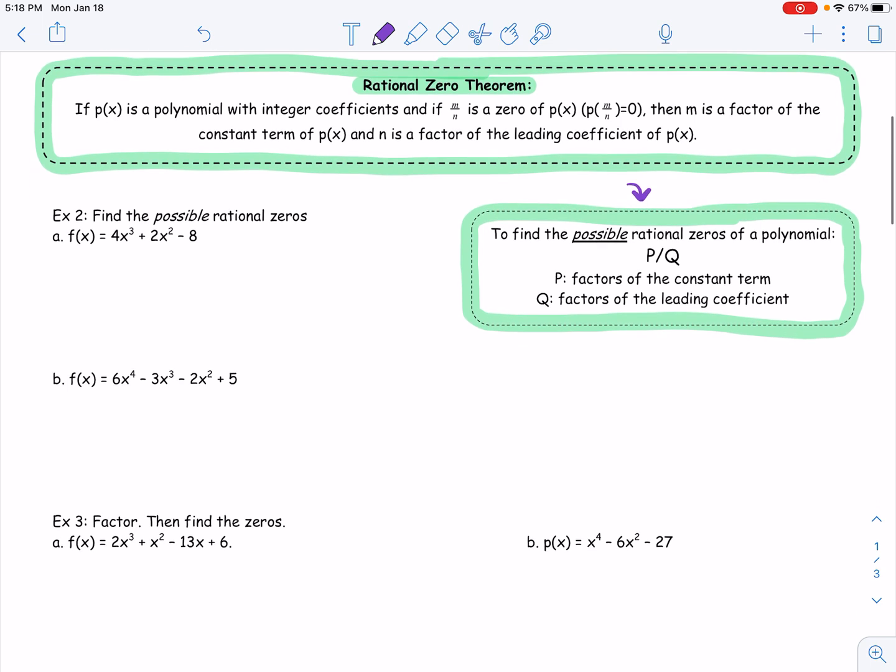So example 2, part A and B, really simple. We just want to start off with listing the possible rational zeros. So remember, this is for problems whenever I give you a polynomial and you can't factor it. Even though A has a GCF of 2, if you take that out, you wouldn't be able to factor it. So we would have to do this rational zero theorem. And the first step in doing the rational zero theorem is coming up with the possible zeros, so taking P over Q.